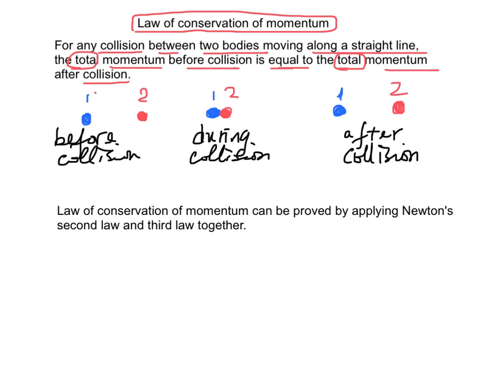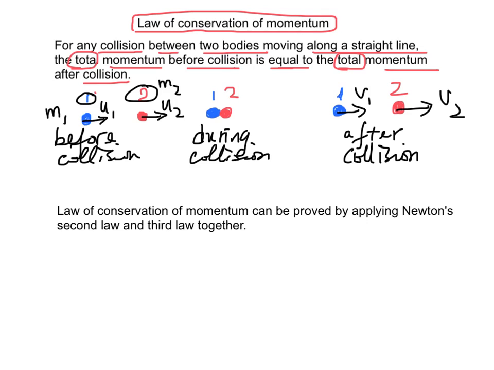Consider the collision between two bodies 1 and 2. Before the collision, let the velocity of 1 be u1 and that of 2 be u2, and let after the collision, the velocity of 1 be v1 while that of 2 be v2. Let m1 be the mass of the first body and m2 be the mass of the second body.